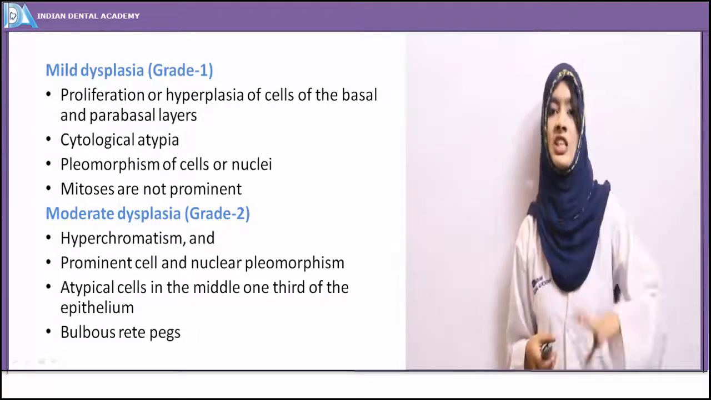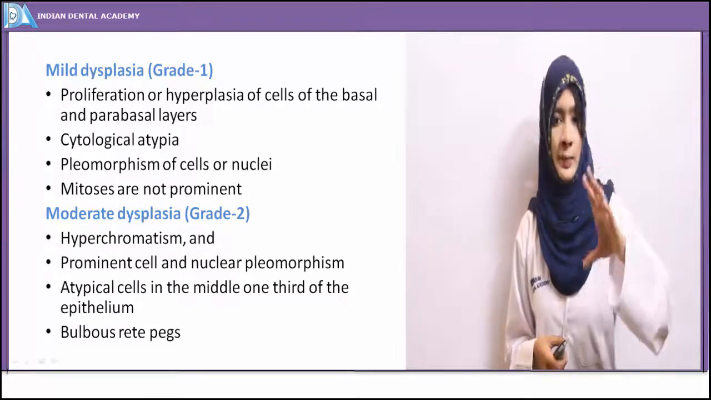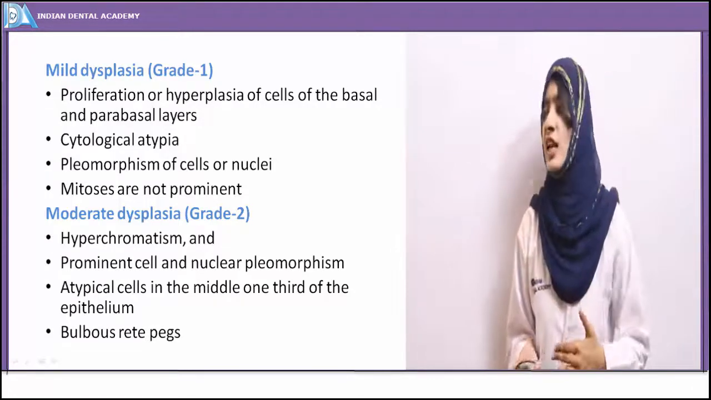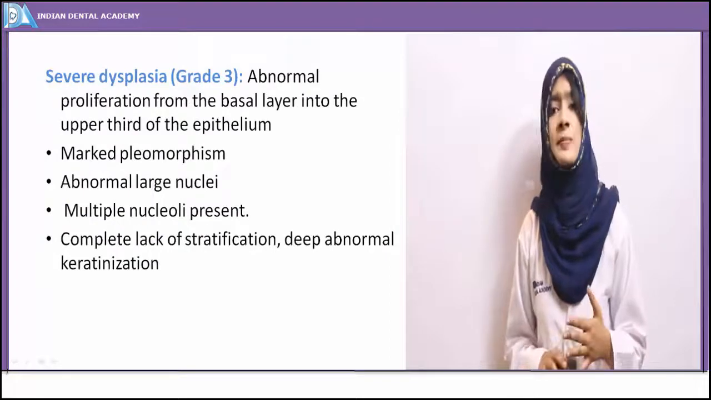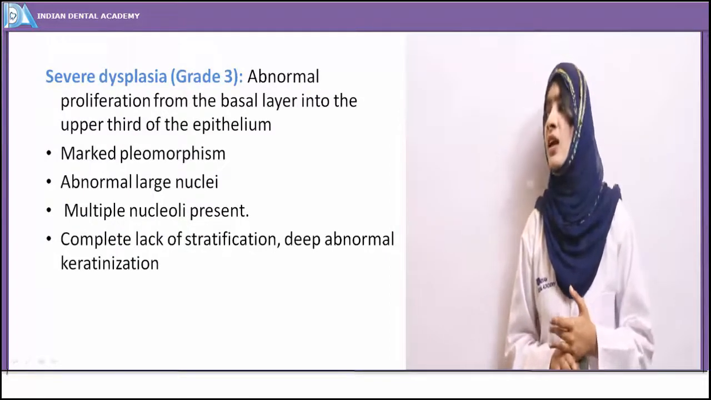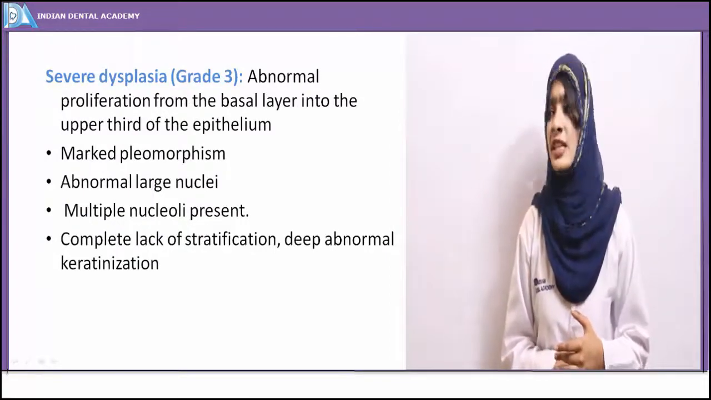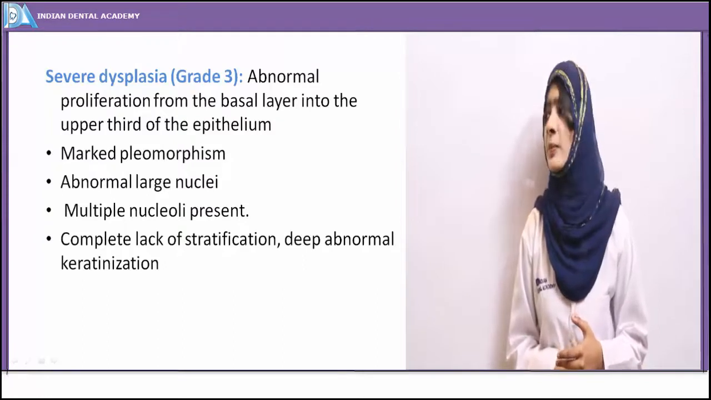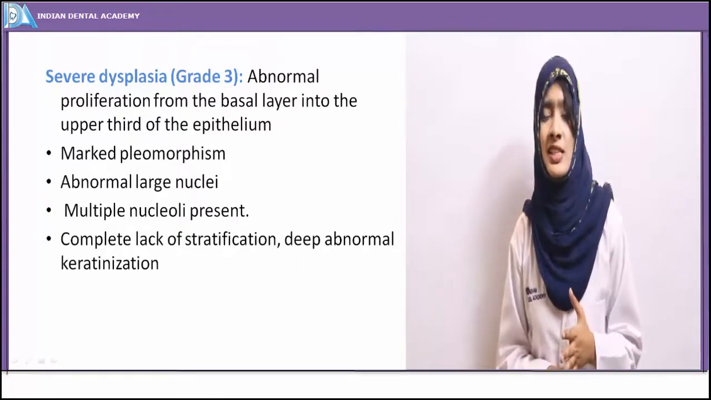The architecture of the epithelium is just beginning to change at this level. Severe dysplasia or grade 3 is given when there is abnormal proliferation of the basal layer into the upper one third of the epithelium, and marked pleomorphism of the cell is seen.